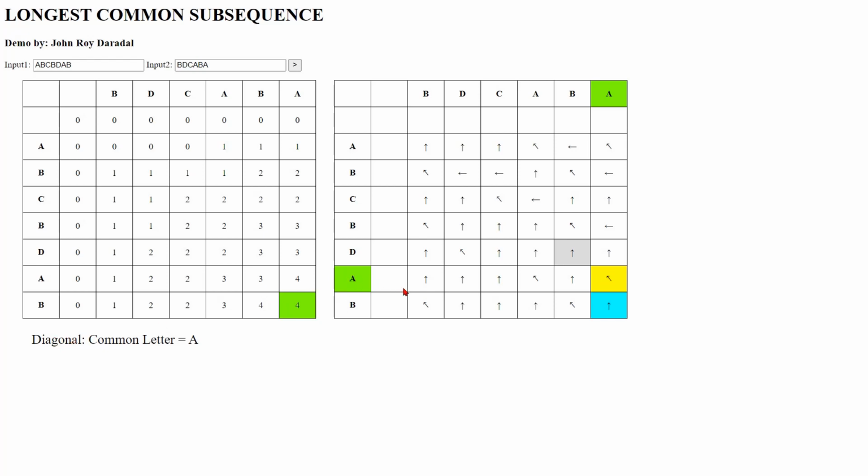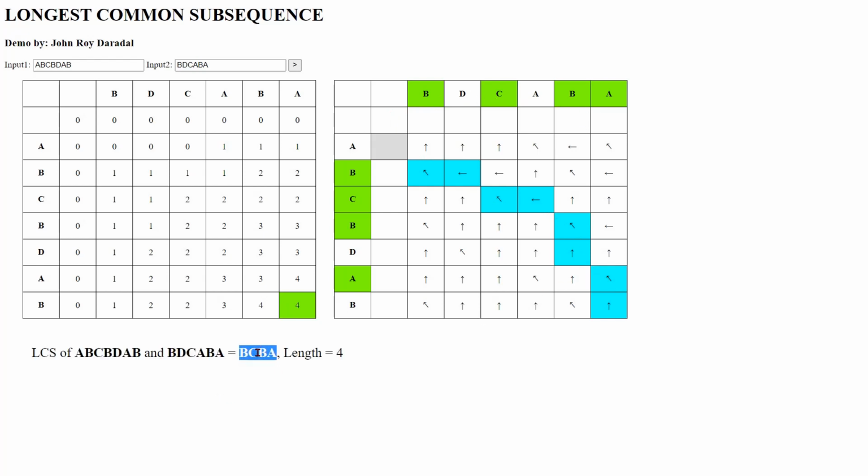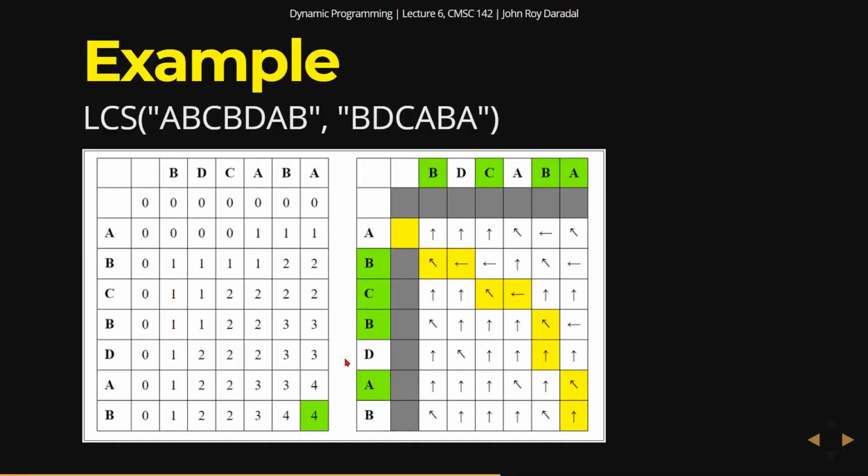So we have A currently, and then we'll go here, so go up, diagonal, so another diagonal, so we'll take note of the letter again, it's B this time. Then we'll go here, left, diagonal, and then take note of the common letter C, left, diagonal, so common letter B. And then we have reached an empty space, so we will stop now. So this is the final path of the backtrace, and we have found the common subsequence, the LCS of BCBA with the length of 4. Okay, so that is how you do the longest common subsequence using dynamic programming.